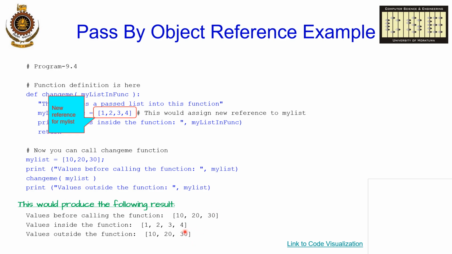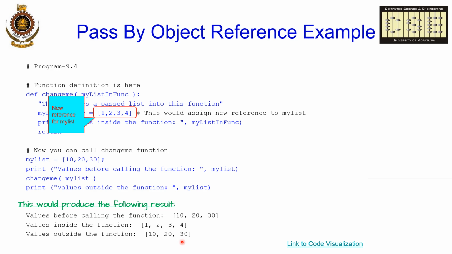Now see what's different from before. Values before calling the function: 10 20 30, right? It's reasonable. Values inside the function: so here inside the function, we assign this 1 2 3 4 to mylistinfunc, and we print that. So 1 2 3 4 is printed. Okay, but when we print it again outside after returning into the main function, when we print mylist, it says 10 20 30. It does not say 1 2 3 4.